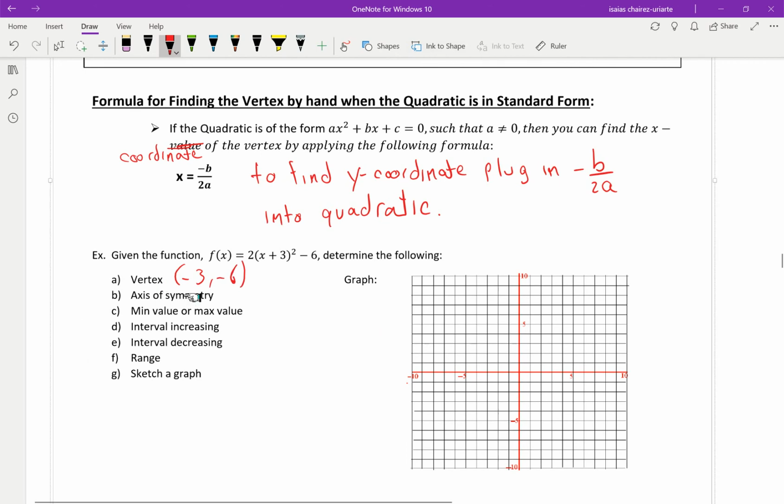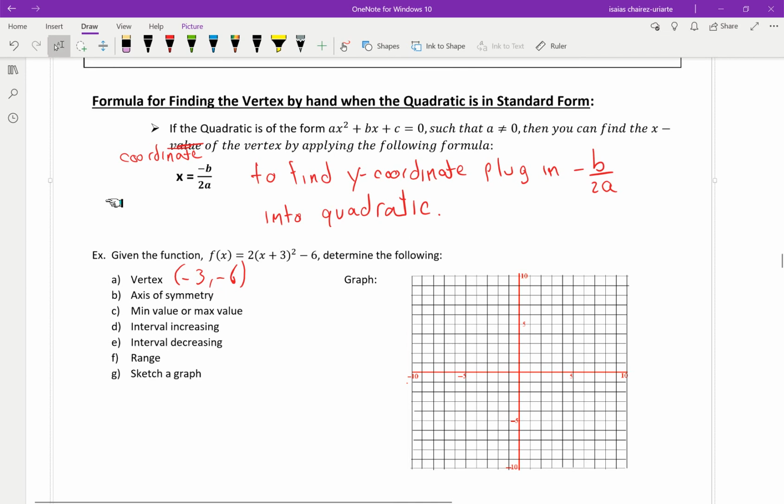It's only the x coordinate that changes. The y coordinate remains the same. So right now my vertex is negative 3, negative 6. I can see that from this positive 3 right here and this negative 6 right here. The x coordinate always changes its sign.